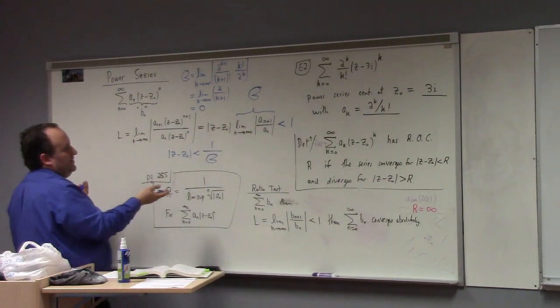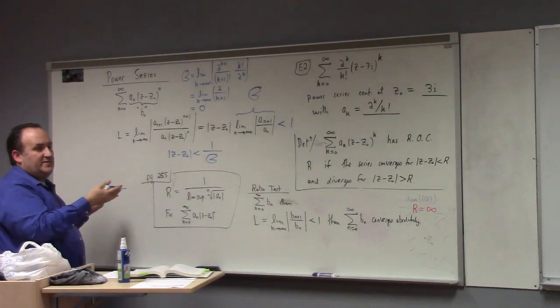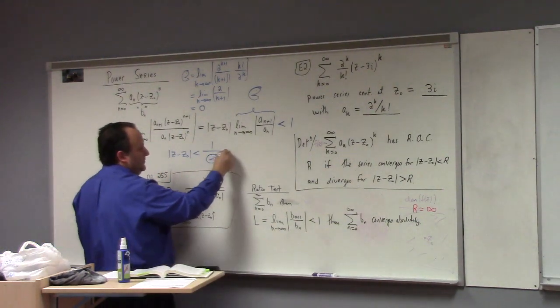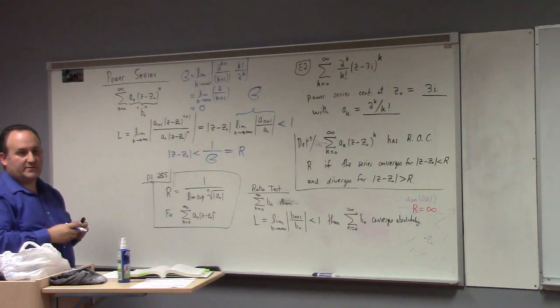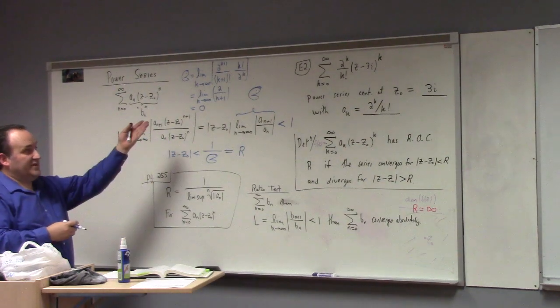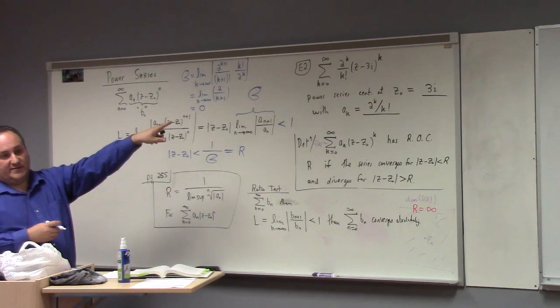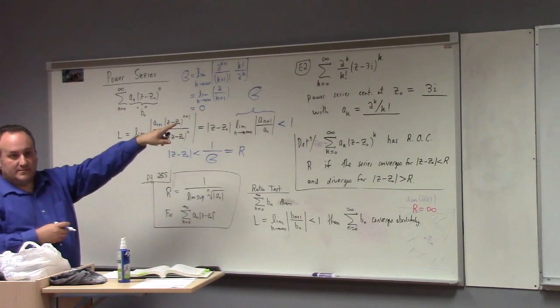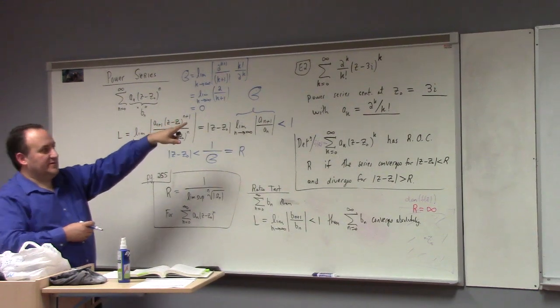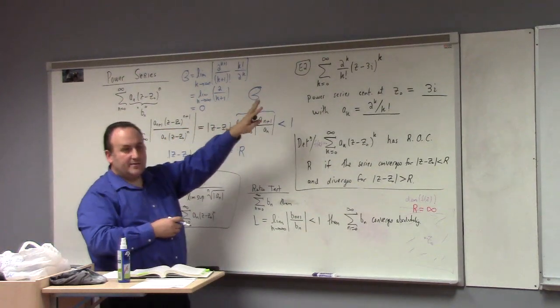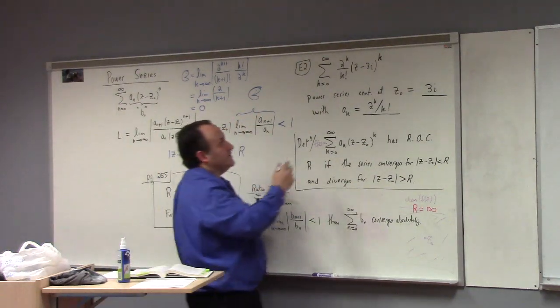In this context, what does that mean? That means that the radius, so this is equal to the radius, right, of convergence for the series in question. So what this tells me is that it has a radius of convergence infinity. It converges on the entire complex plane. When that happens, the power series is said to be entire. This is an entire series.